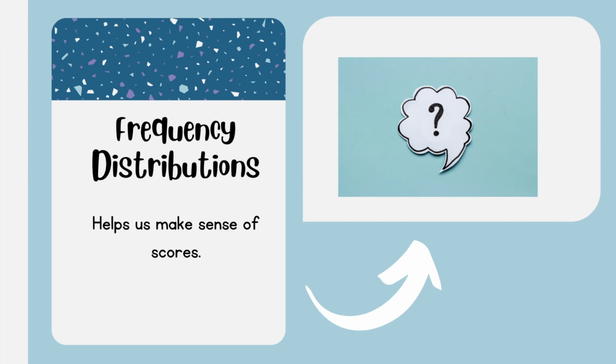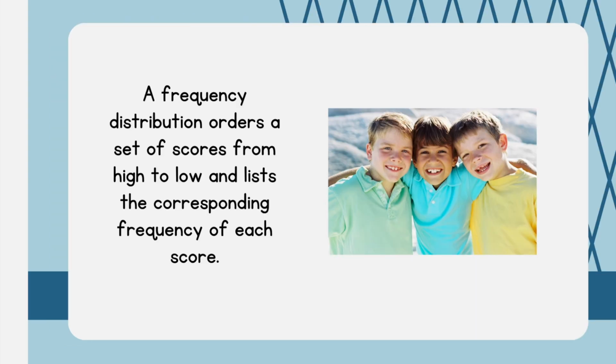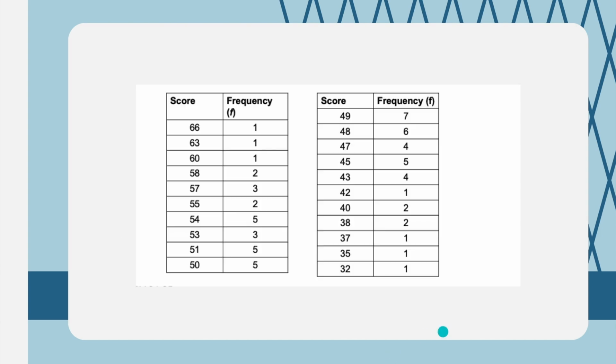All right, mathematics concept. Okay, frequency distributions. Frequency distributions are great because they help us make sense of scores. And a frequency distribution, all it does is order a set of scores from high to low and list the corresponding frequency of each score. Let's take a look at it.